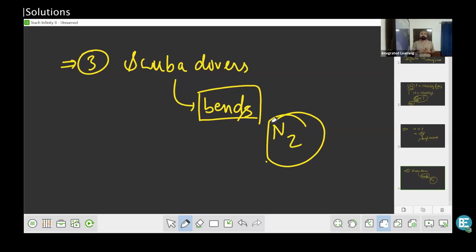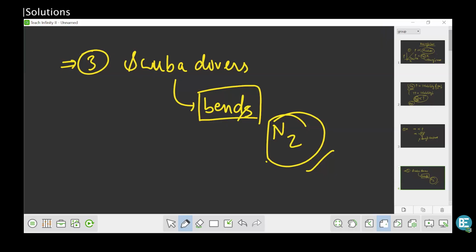तो उससे क्या होगा, जो नाइट्रोजन उनके बॉडी में गई होती है, that forms a bubble, and that creates a condition of bends, which is a very painful problem. Is that clear? Can you write it on your own?